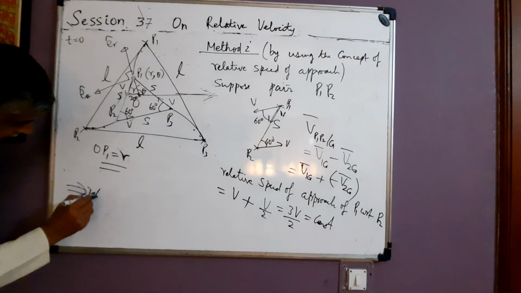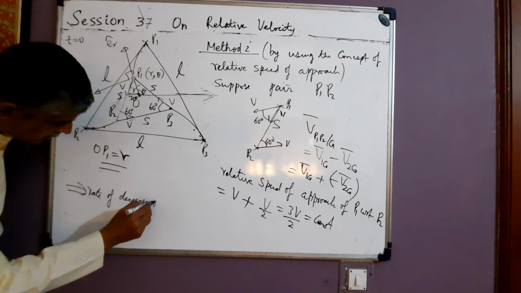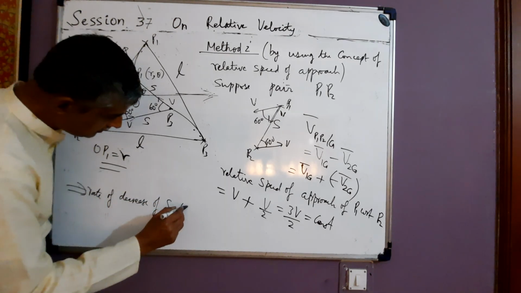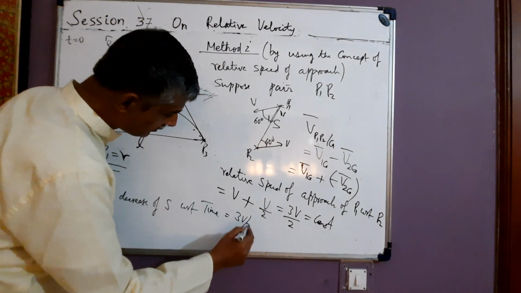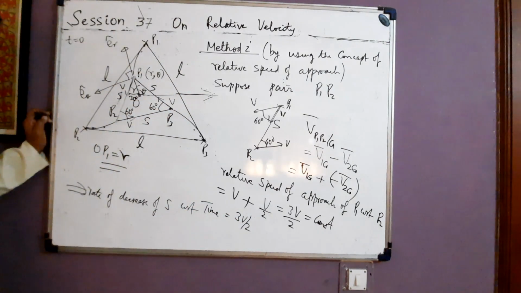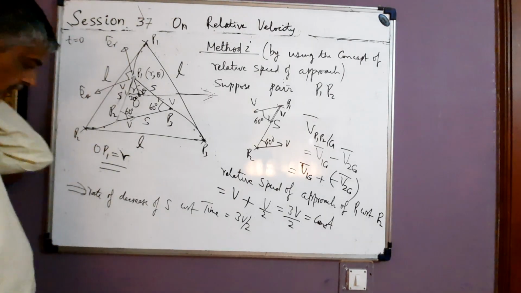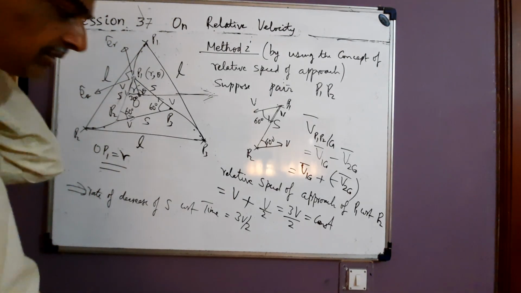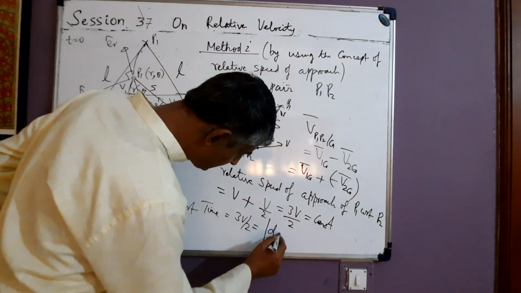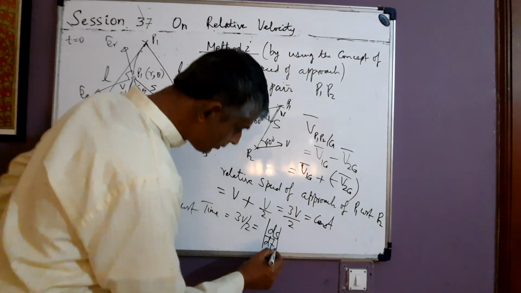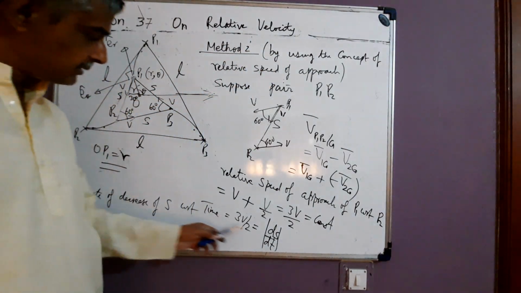So rate of decrease of S with respect to time is 3V by 2. Alright. So rate of decrease of S with respect to time is 3V by 2. Now rate of decrease of S will be written as mod of ds by dt. That is the rate of decrease of S with respect to time.